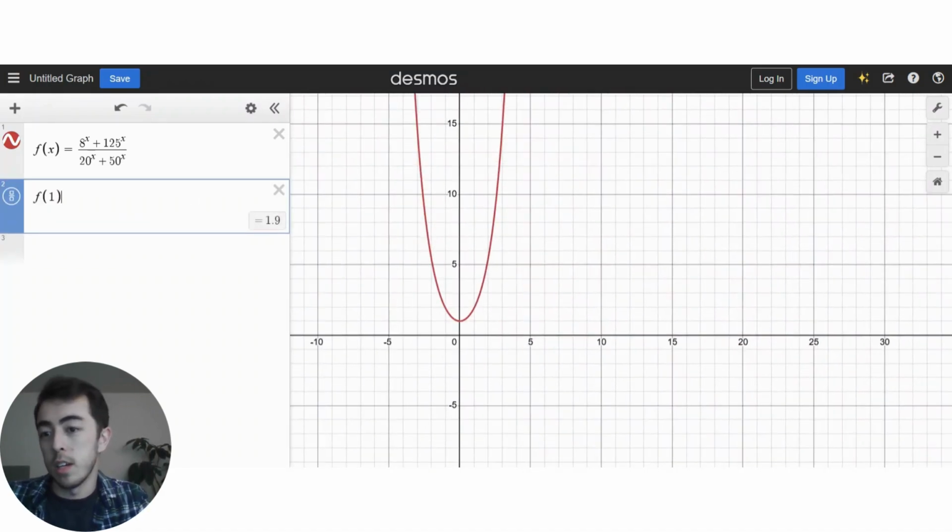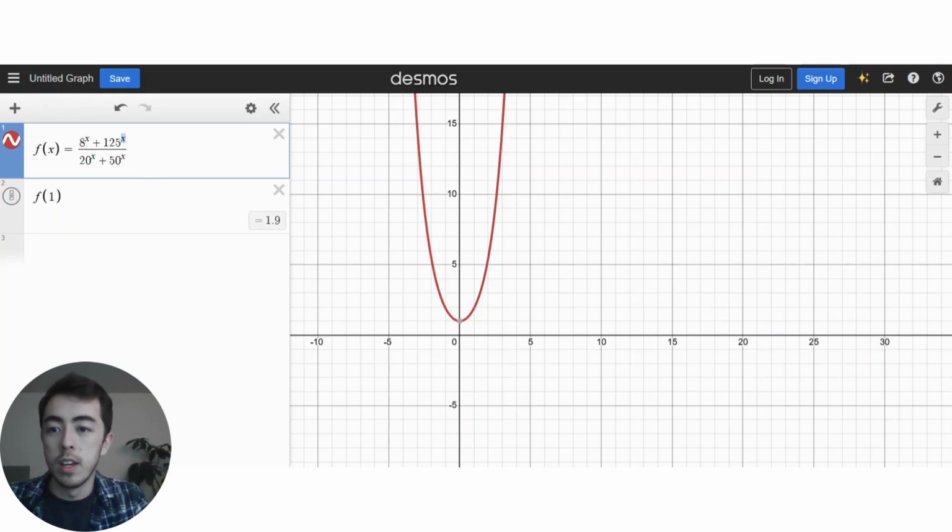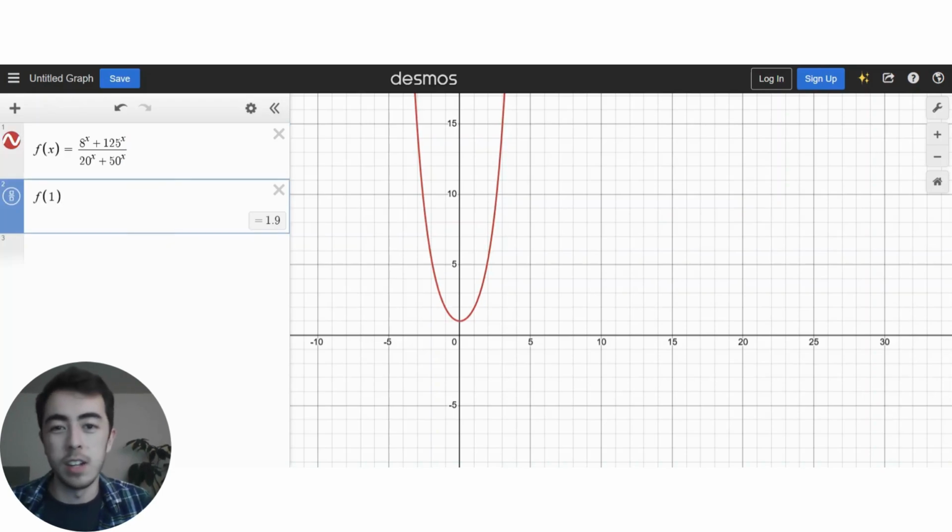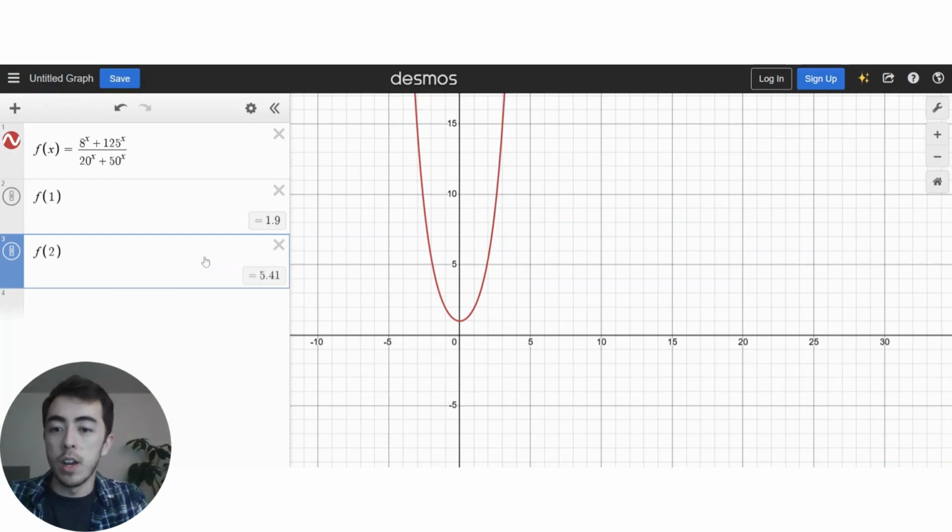So I could test out f of 1. This plugs in a 1 in all of these x's. And earlier in the video, I was saying that this is about 2, and I decided not to solve for it. Turns out it's 1.9. And then I can try f of 2, and there's that 5.41, and it verifies my result. And at this point, I would be done. I could solve this problem in 30 seconds by just typing it in and trying out some numbers.